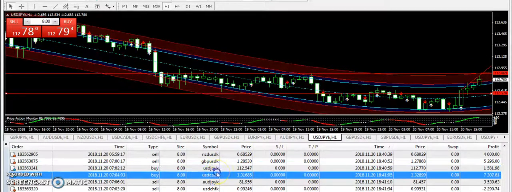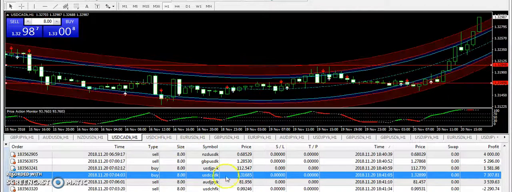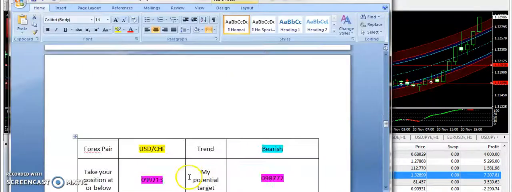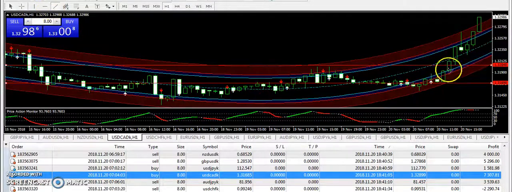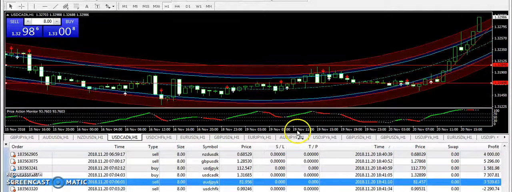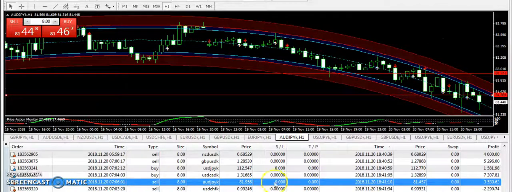So now let's talk about the USD Canadian dollar. A very easy signal was supplied. I'm going to take you towards the signals report. A bullish signal was supplied from 1.31690, and I have provided 1.32040 as the target price. But guys, you can see we have seen a strong upward momentum, and USD Canadian dollar has gone way up. So if you have traded the bullish zone that I have provided in my signals report, then you must have collected the profit.